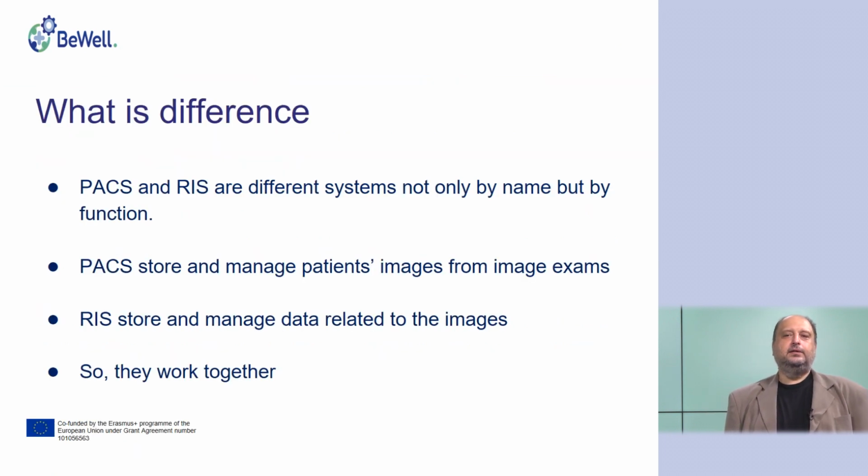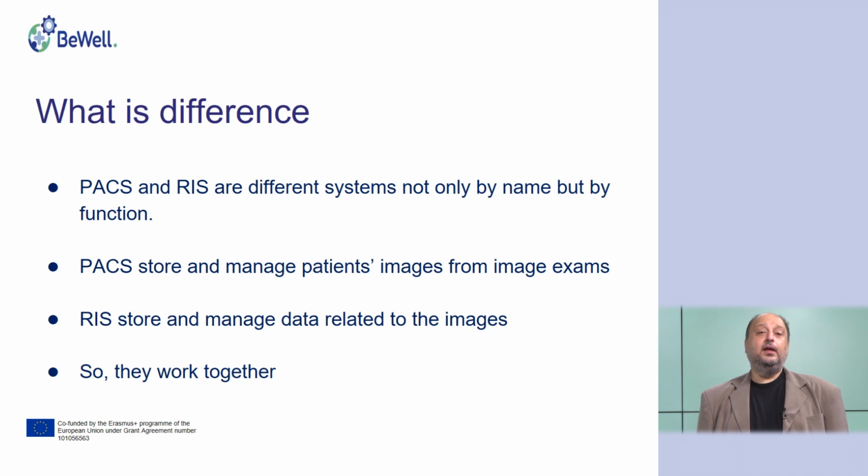And are the PACS and RIS the same? No, they are not. They are different systems, as was explained in the previous modules. And this is not only by name, but also by their functions. The main difference is that the picture archiving and communication system stores the patient images, and the radiology information system stores data that is related to the images. And they need to work together.